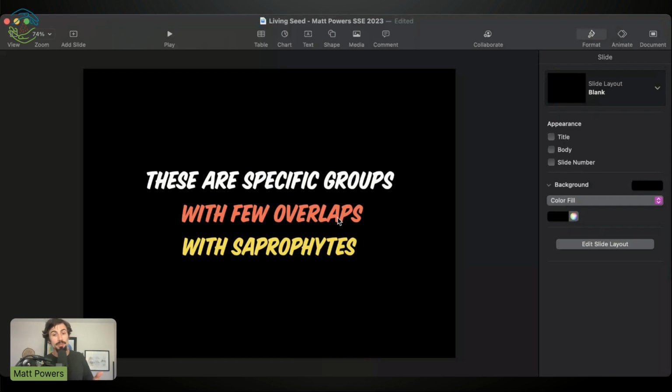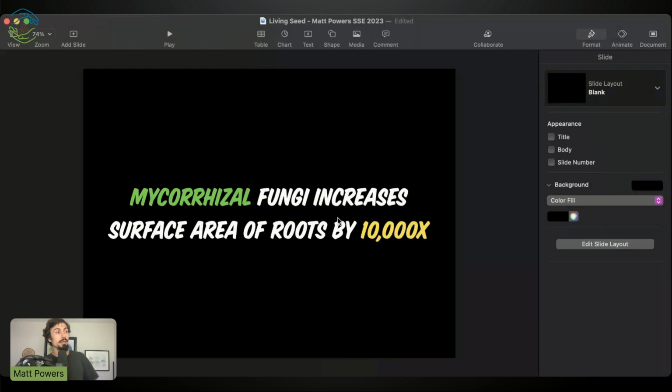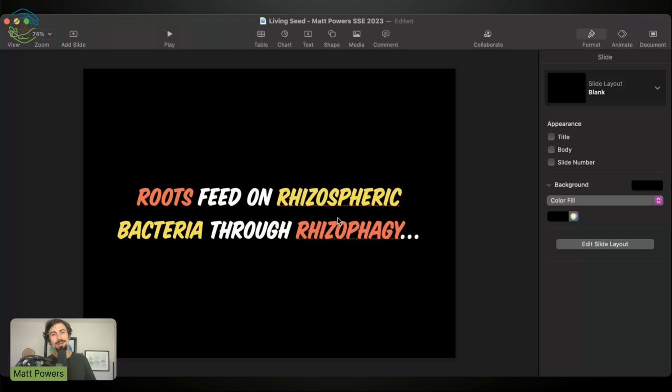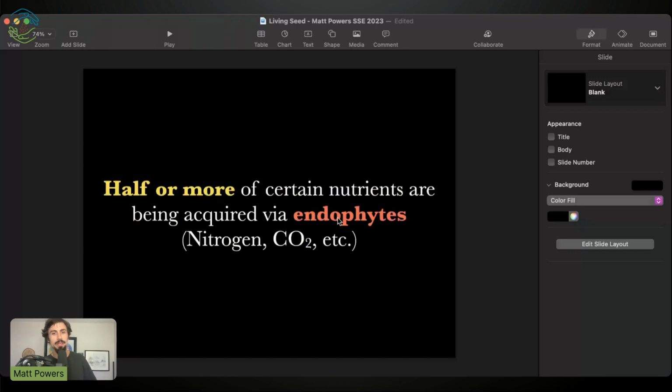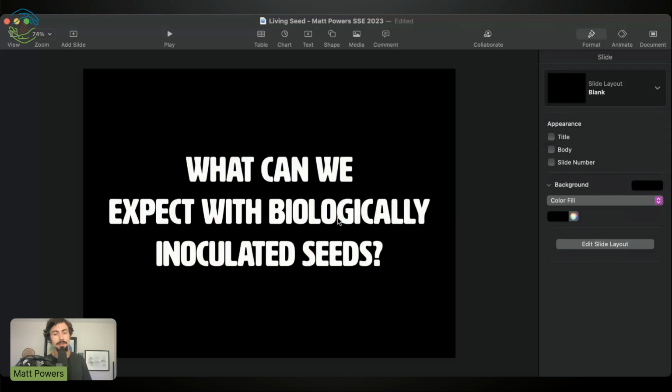There are a few overlaps with saprophytes, right? But mostly they're not endophytes. Mycorrhizal fungi, yeah, we just said that. Roots feed on rhizospheric bacteria through rhizophagy. Half or more of certain nutrients being acquired are gotten through endophytes. So you can have up to 45% of the CO2 provided for photosynthesis coming to plants internally from the microbes. You can have the same 45% for nitrogen. Those kinds of numbers are what people are seeing in tests.